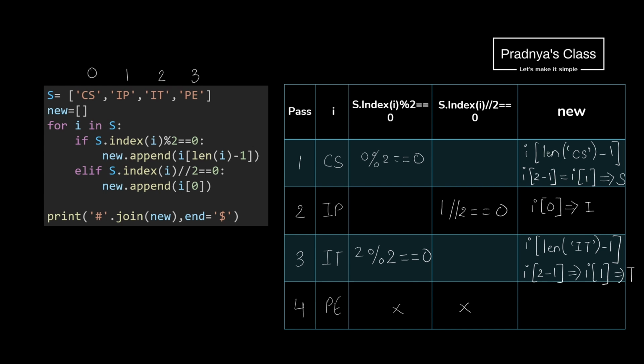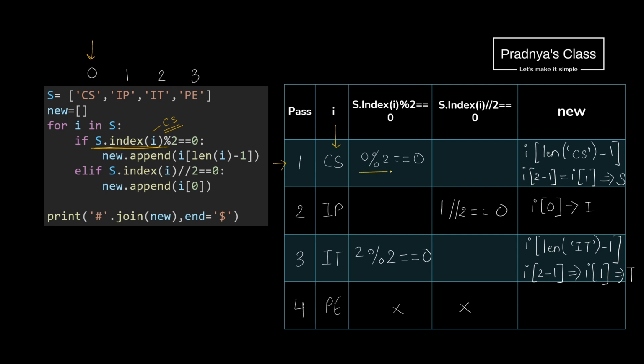Alright then, let's check out the value in the individual pass. This is pass 1. The first element of the list is CS. The variable I will hold the individual element. That's why the value of I is nothing but CS in the first pass. Look at this expression. We are applying the index method on the list S. Then tell me what is the index of the first element. It is nothing but 0.